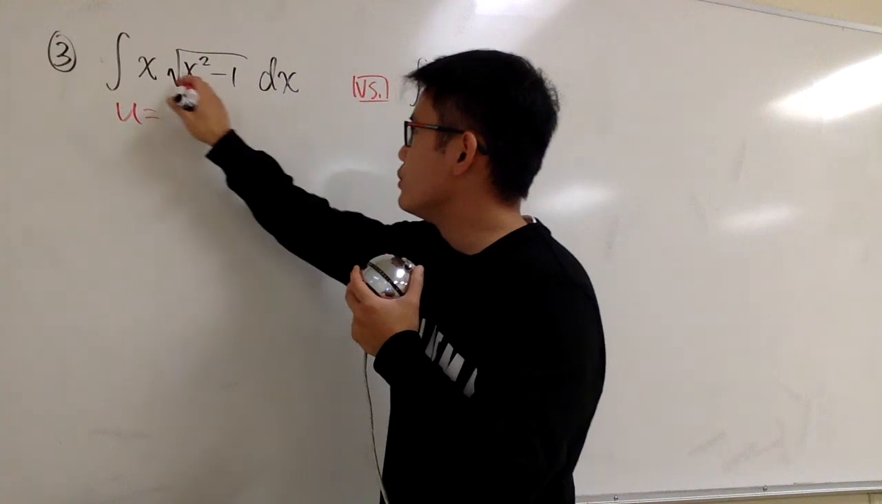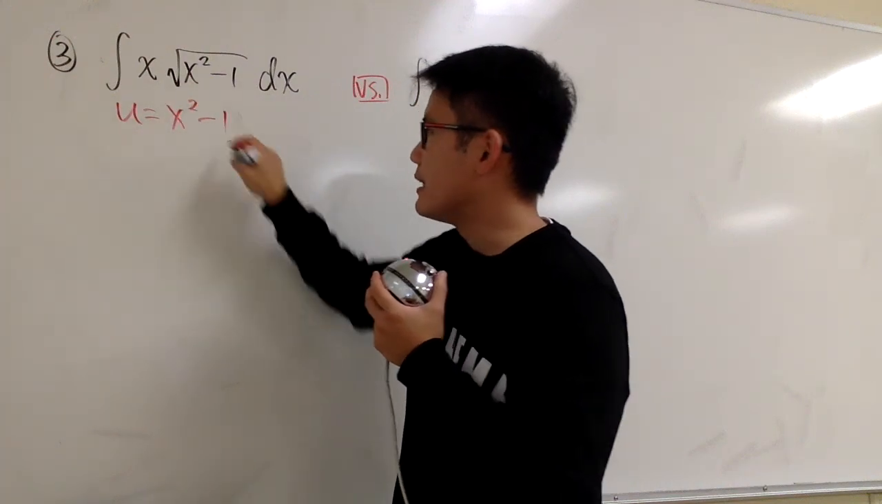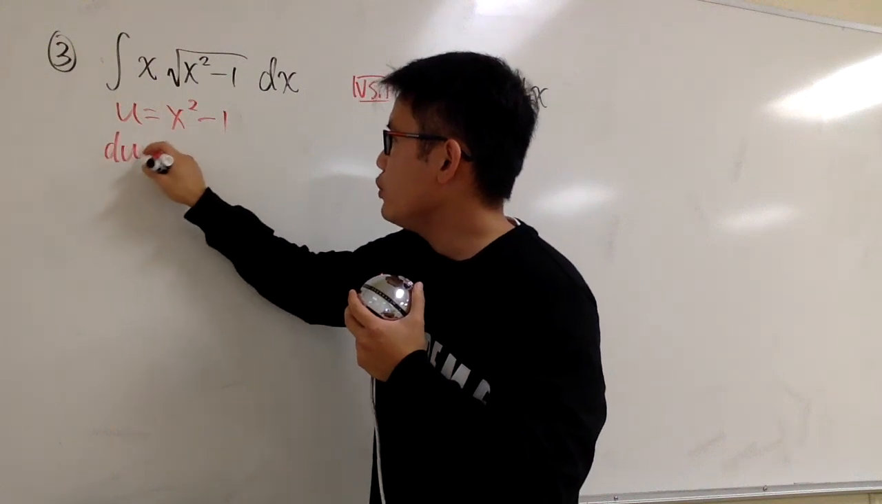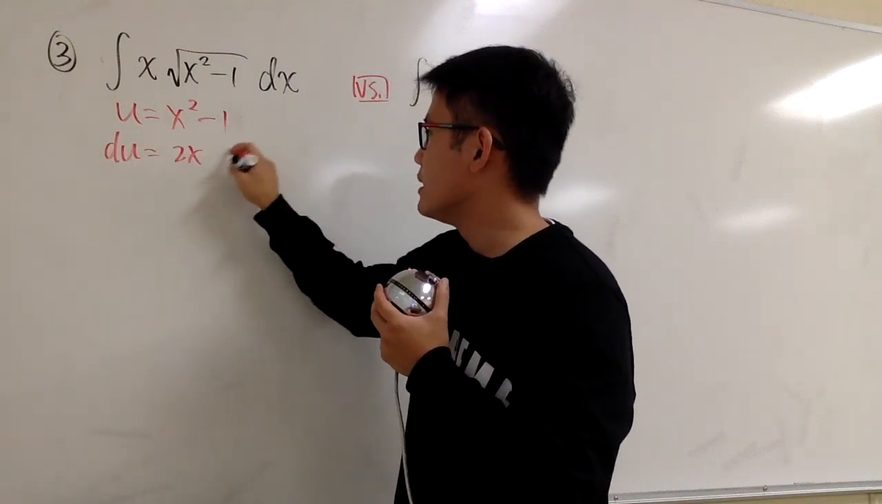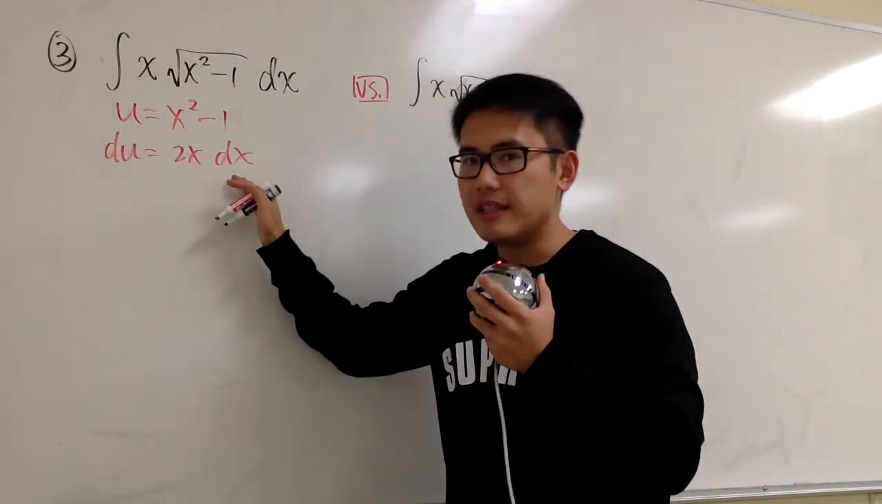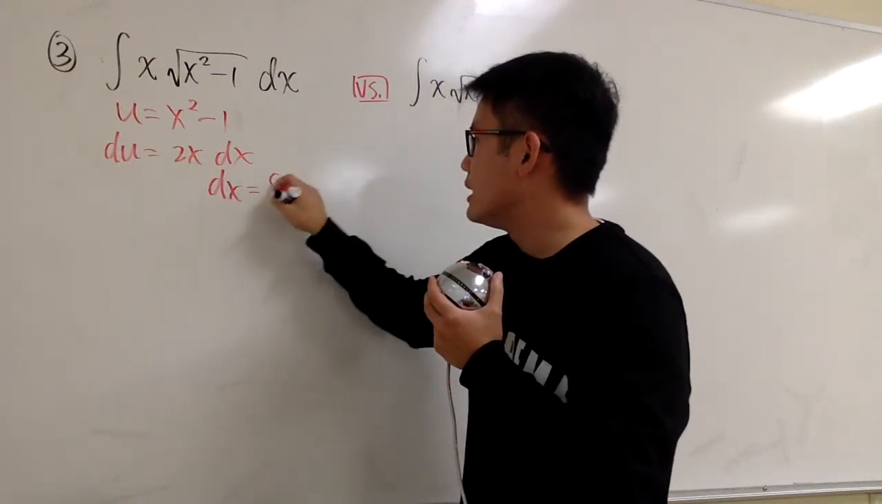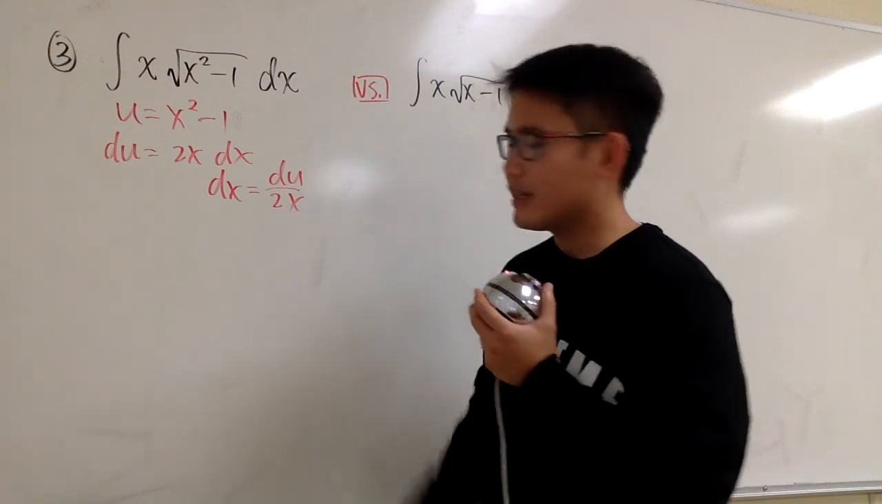Let u equal the inside, x squared minus 1. And let's go ahead and differentiate both sides. du will be just 2x dx. And then let's isolate the dx. Divide both sides by 2x. We get dx equals du over 2x.